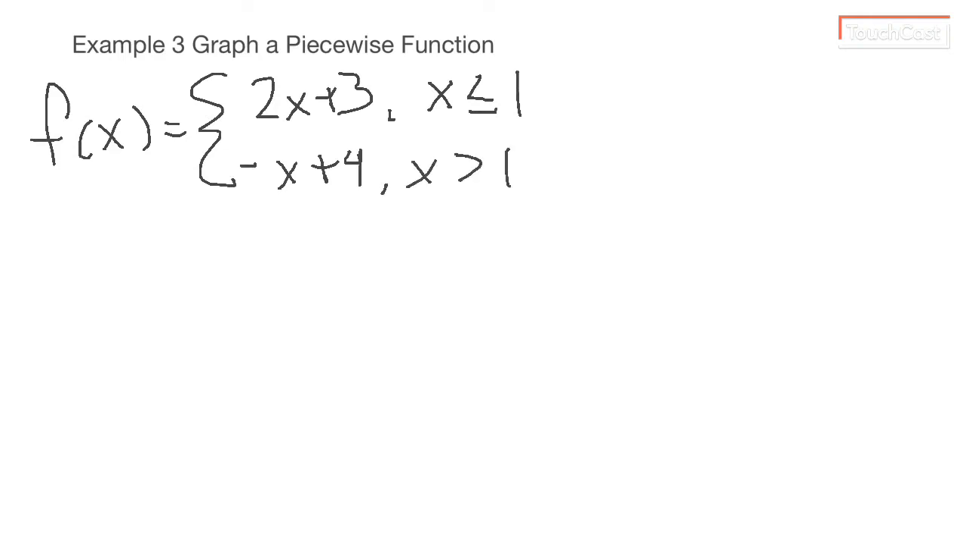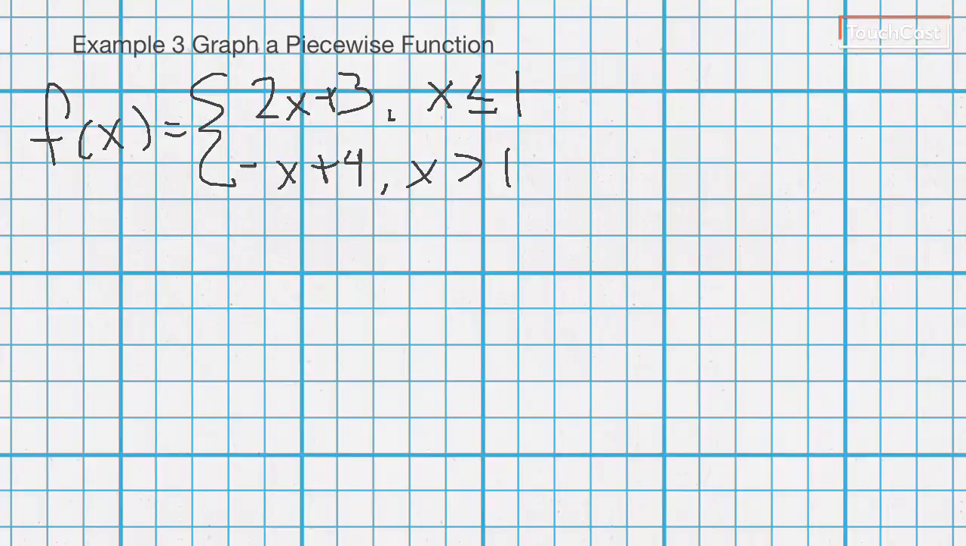So I'm going to switch the screen to some graph paper. Alright, so I'm going to quick draw in my x and my y axis. I'm going to utilize this space to make and graph this piecewise function.